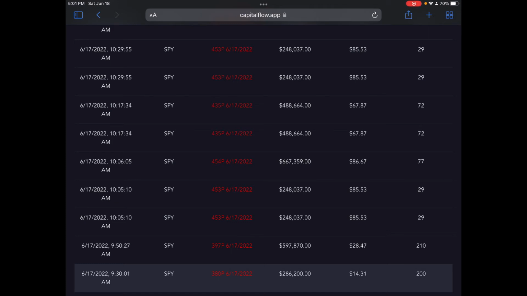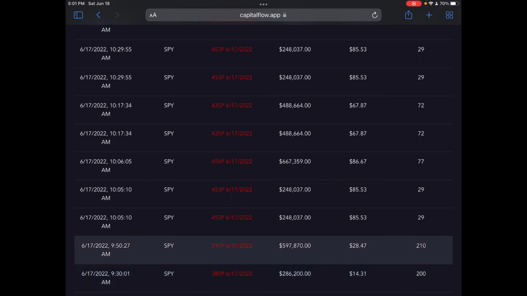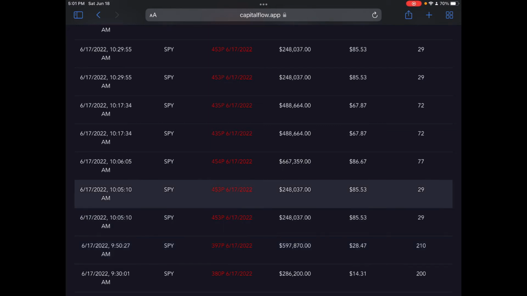And then we don't have anything else over 200,000 for a little bit. But then 20 minutes later, we get another one right at 9:50. And this is a big one. This is about $600,000 worth of puts being bought right at 9:50, and you can see they pretty much bought puts for the next 30 minutes, an hour. So I want to look at the SPY chart now and see how that played out.